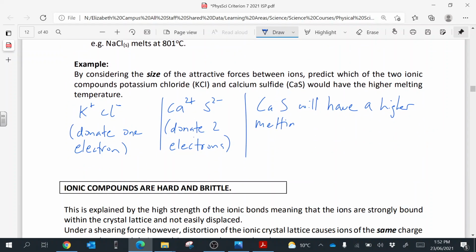Melting point, because more electrons are exchanged, resulting in a stronger attractive force.